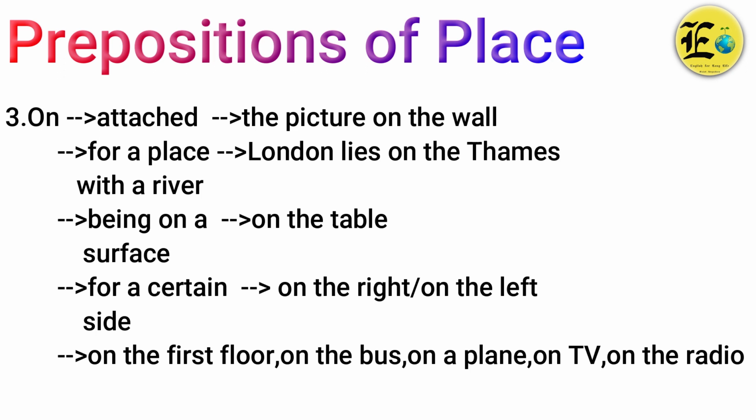So being on a surface, like on the table, on the chair, on the bed. Even when we are using it to refer to a particular side, it can be the right or the left, you say on. You don't say in the right, in the left, you say it's on the right, on the left. And if you're going to refer to a particular floor in the house, you say on the first floor, on the second floor. You don't say in the first floor, you say on the first floor, on the second floor.